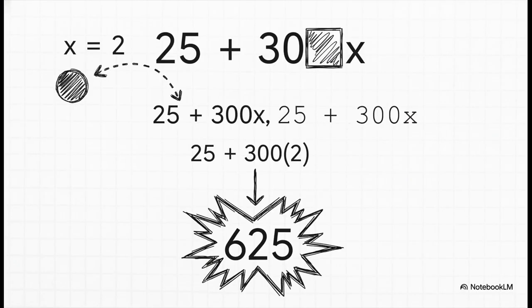Let's do one together, you and me. What if we have this expression, 25 plus 300x, and then we're told, okay, for this problem, x is equal to 2. All we have to do is take that 2 and put it right where the x is. So our expression becomes 25 plus 300 times 2. First, we do the multiplication. 300 times 2 is 600. Then we add the 25. So 600 plus 25 is 625. That's it. That's our answer. See? You totally got this.